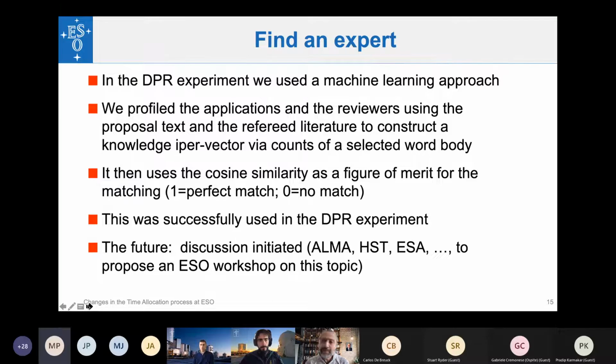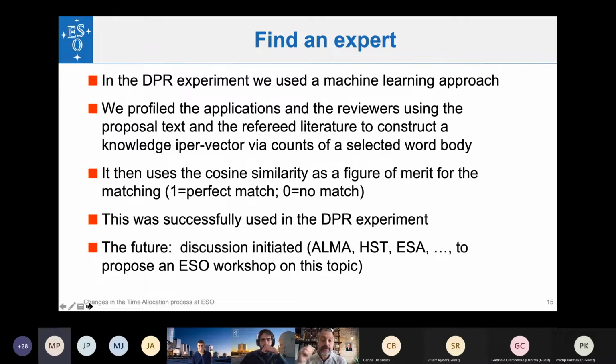ISO downloads all the papers of the given person and runs the machine learning algorithm and gets a vector, a knowledge vector, as we call it. And then you look for angles in the hyperspace between each single proposal and each single reviewer. So you build a big matrix of scores, and then you go for an optimized solution, and you find your distribution. We use a cosine similarity as a figure of merit.